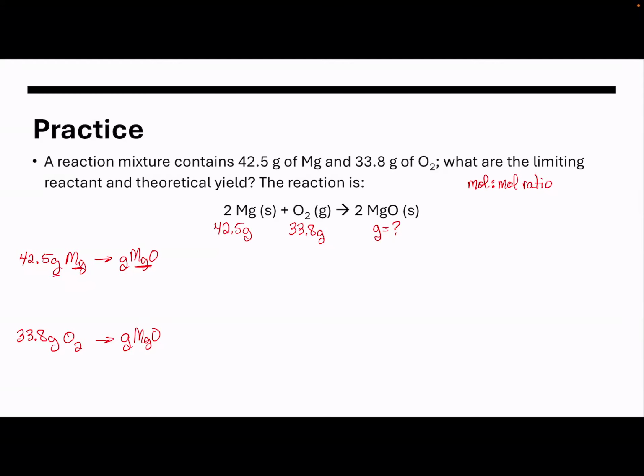Another thing that I notice is I'm starting out with grams of substance. Anytime you're starting out with grams of a material, you're going to need the molar mass. Well, the molar mass of magnesium is 24.31 grams of magnesium is equal to 1 mole of magnesium.